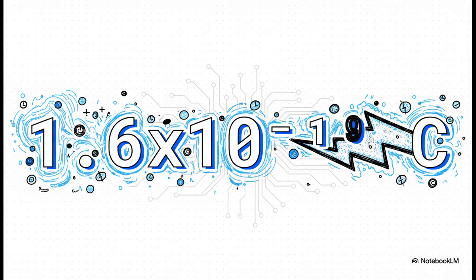So, just how small is one of these basic packets? Oh, it's tiny. I mean, ridiculously tiny. This number here is the amount of charge on a single electron or proton. It's so small, it's hard to even imagine. But, and this is the key, when you get trillions upon trillions of them moving together, you get forces powerful enough to create a bolt of lightning.